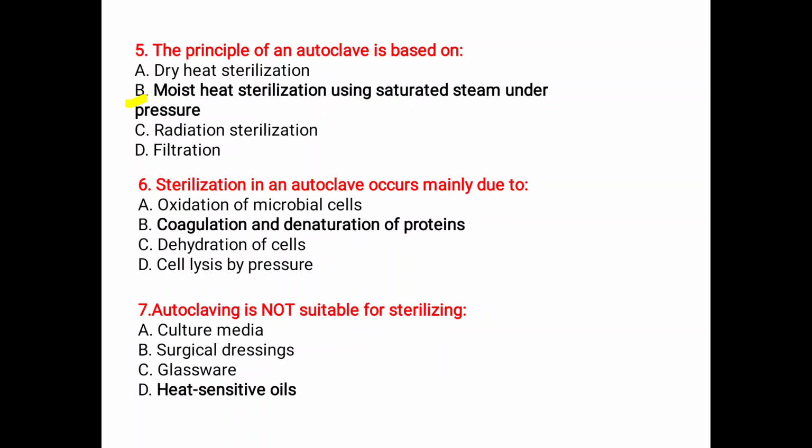Next question: sterilization in an autoclave occurs mainly due to: A. Oxidation of microbial cell, B. Coagulation and denaturation of protein, C. Dehydration of cell, and D. Cell lysis by pressure. So the answer is coagulation and denaturation of proteins.